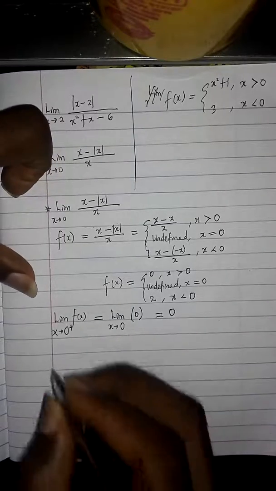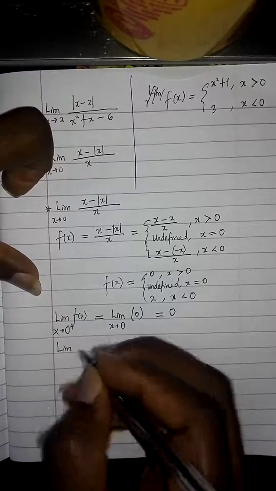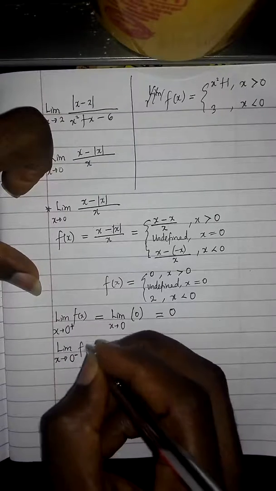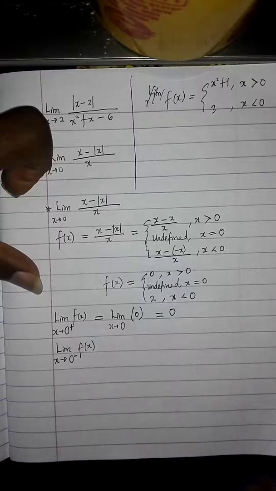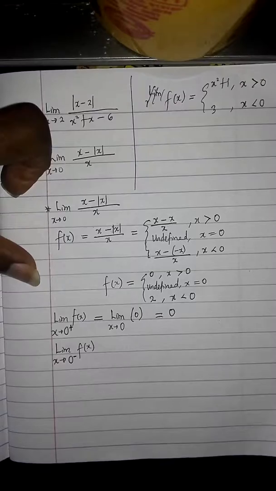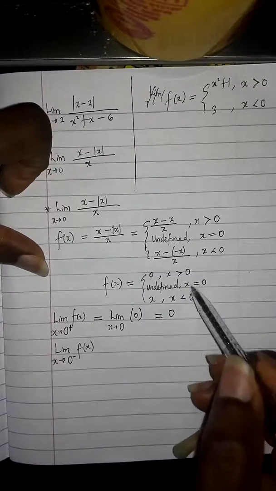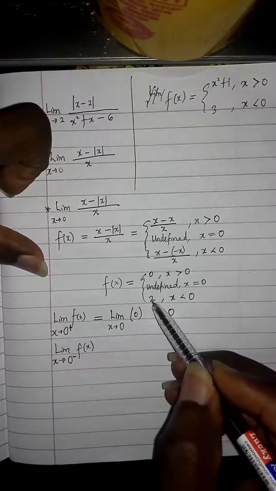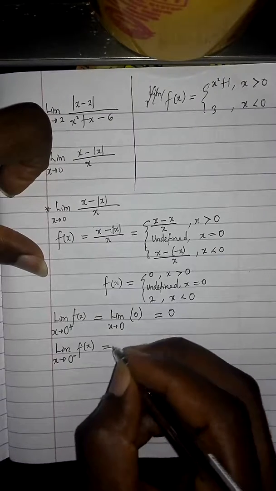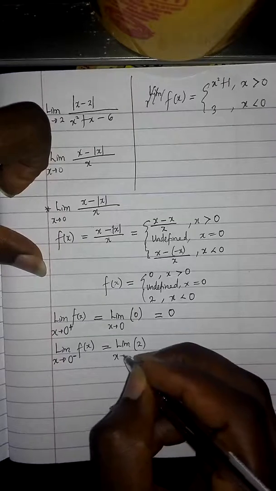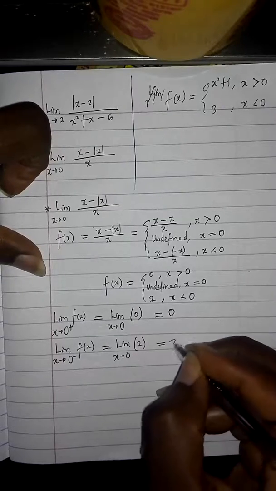Then you look at the second portion, the limit as x approaches 0 from below of f of x. That is for values of x less than 0, of course, in the neighborhood of 0 but less than 0. So we look into the function again. For values of x less than 0, our f of x is defined as 2. So what we have here is simply the limit of 2, which is a constant function, as x approaches 0, which is equal to 2.